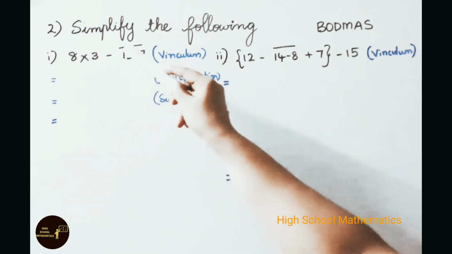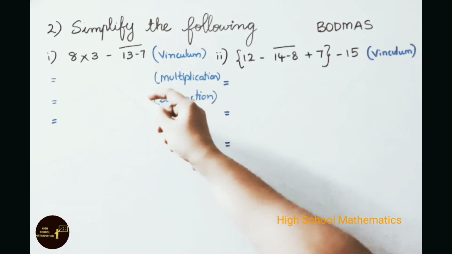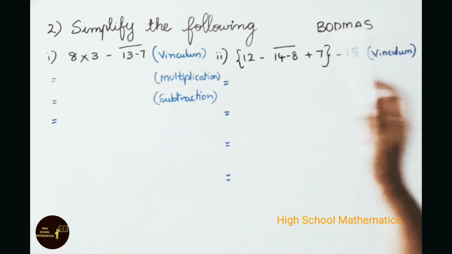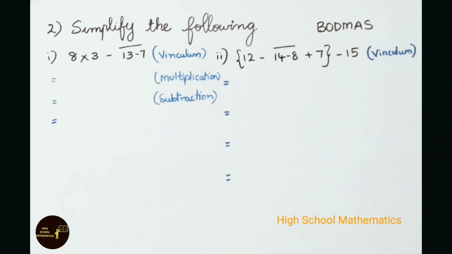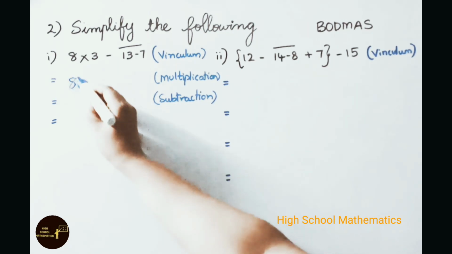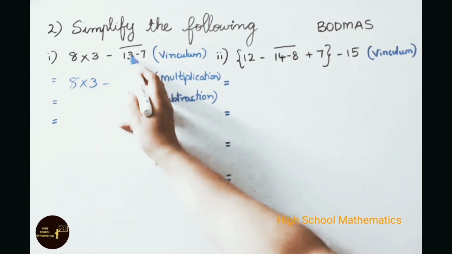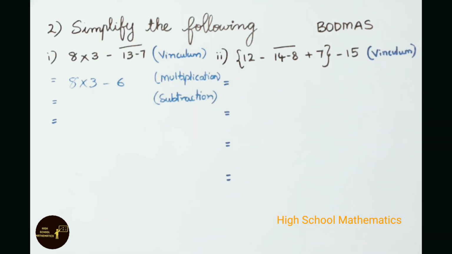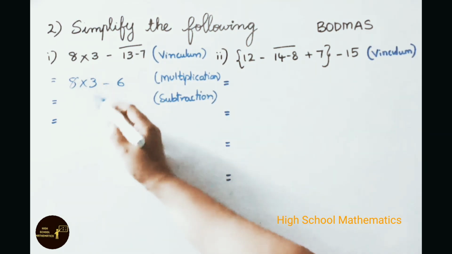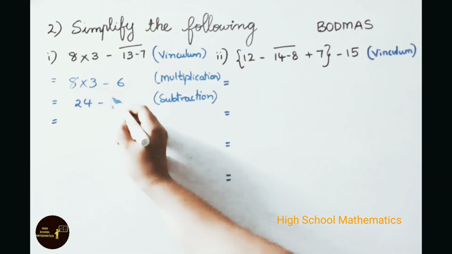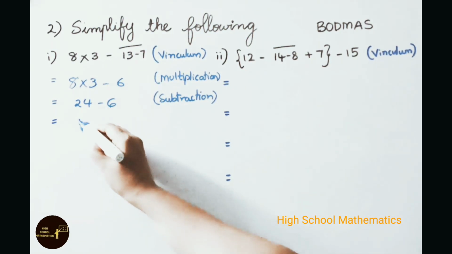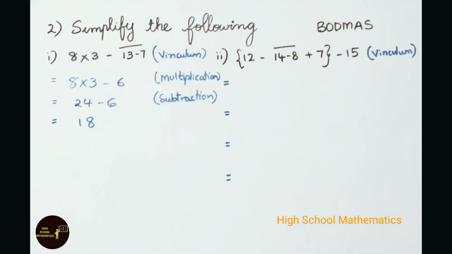See now second question, simplify the following. See the first sum, 8 into 3 minus, bracket, 13 minus 7. According to the BODMAS rule, first we have to solve the bracket, then after that the rest. So here in this question a bracket is given, we have to solve it. So write down 8 into 3 minus, 13 minus 7 is 6. Now we have to do multiplication. So 8 into 3, that is 24 minus 6. Now we have to do subtraction. 24 minus 6, that is 18.